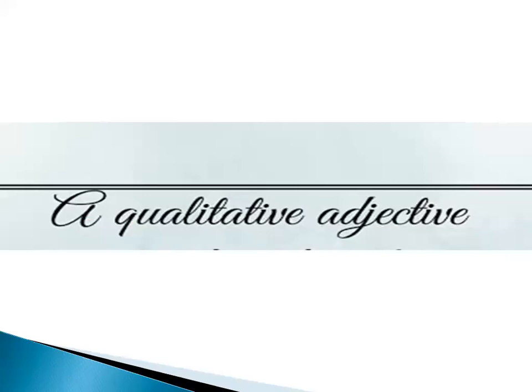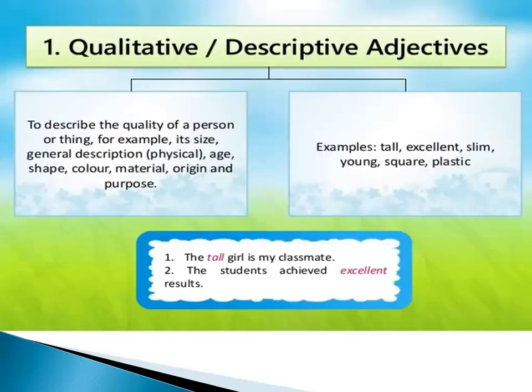Now, number one type, we have a qualitative adjective. In this type of adjective, we will be having all those nouns or pronouns about which we are describing their qualities. Quality is also called descriptive adjectives. You may also call qualitative adjectives descriptive adjectives. Both are the same because we are giving a description of the noun or pronoun. So that's why it is called qualitative or descriptive adjective.